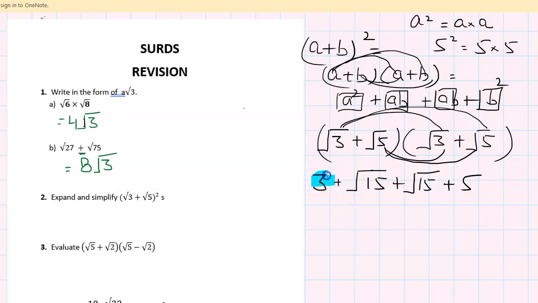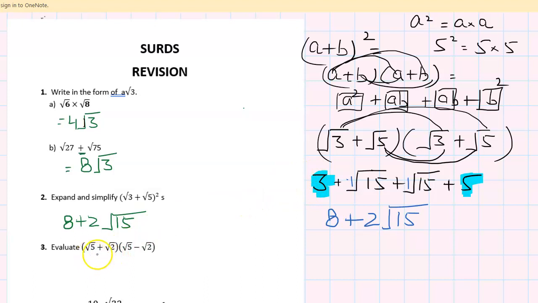Now we talk about the like terms. This is 3 and this is 5, so it's going to be 8 plus. As I told you earlier, if roots are same we can add. So this is 1 here, this is 1 here. We generally don't write 1. So 1 plus 1 is 2 root 15. So that is what we are going to write here. So answer of this question is 8 plus 2 root 15.